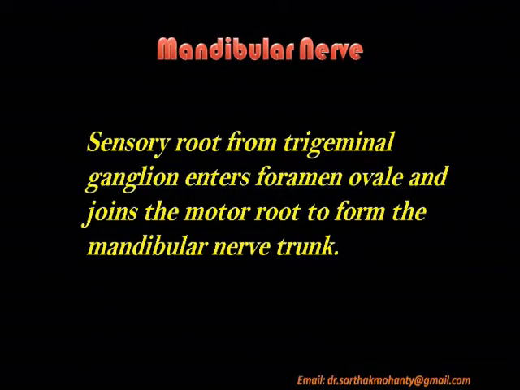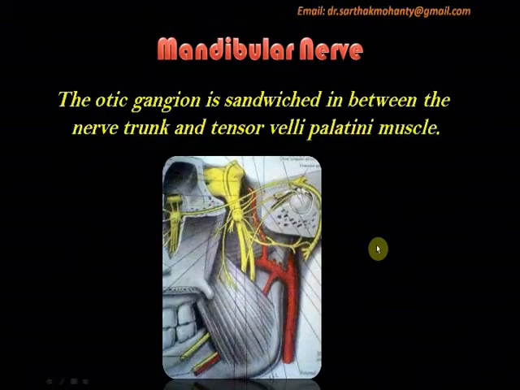Now next comes the mandibular nerve. The sensory root from the trigeminal ganglion enters the foramen ovale and joins the motor root to form the mandibular nerve trunk. So here this is a big sensory root and a small motor root. They both join and form the mandibular nerve trunk.